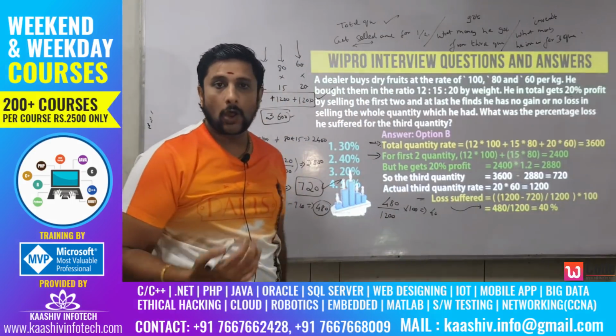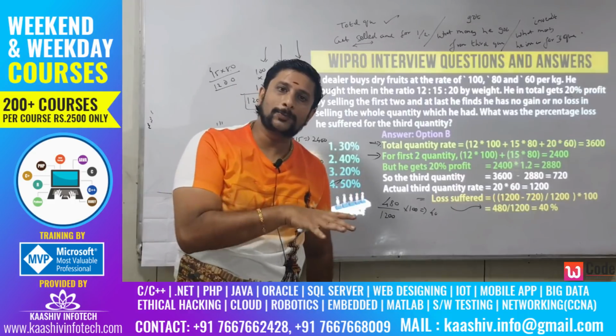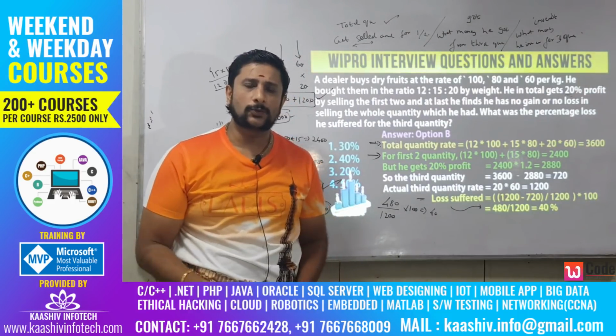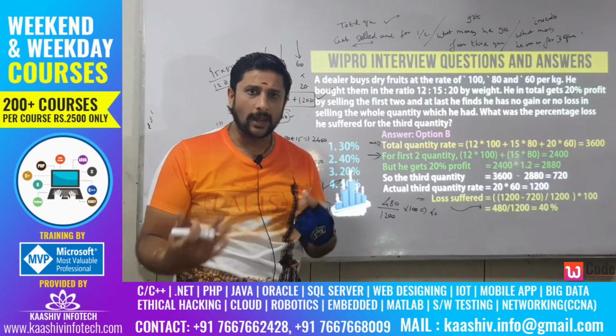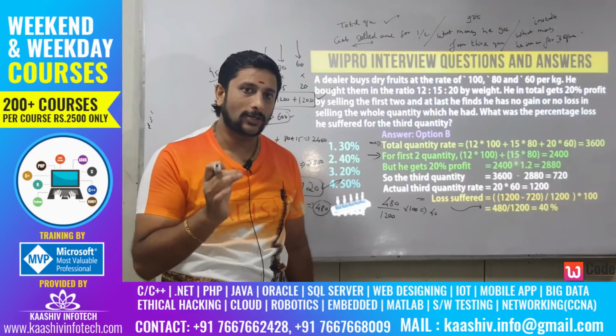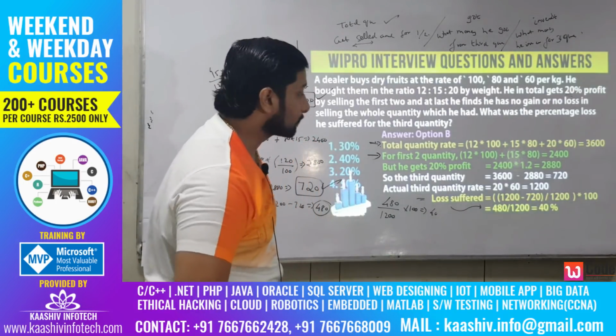So he sold 2 products at a 20% gain, but the third product at a 40% loss. That's the problem. You may ask me, sir, this is the toughest problem. Is there any other possibility to answer it? The logic is very simple. I'll tell you scenario 2, how we can solve this easily.